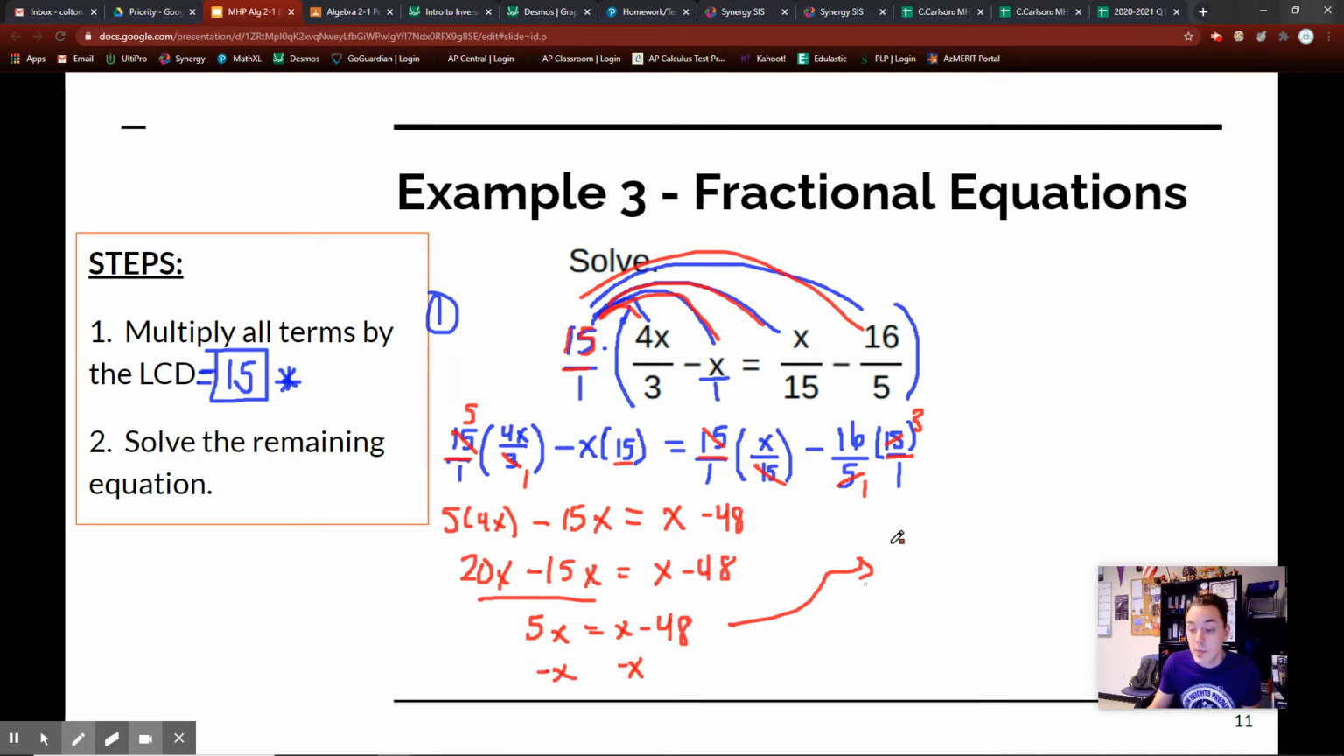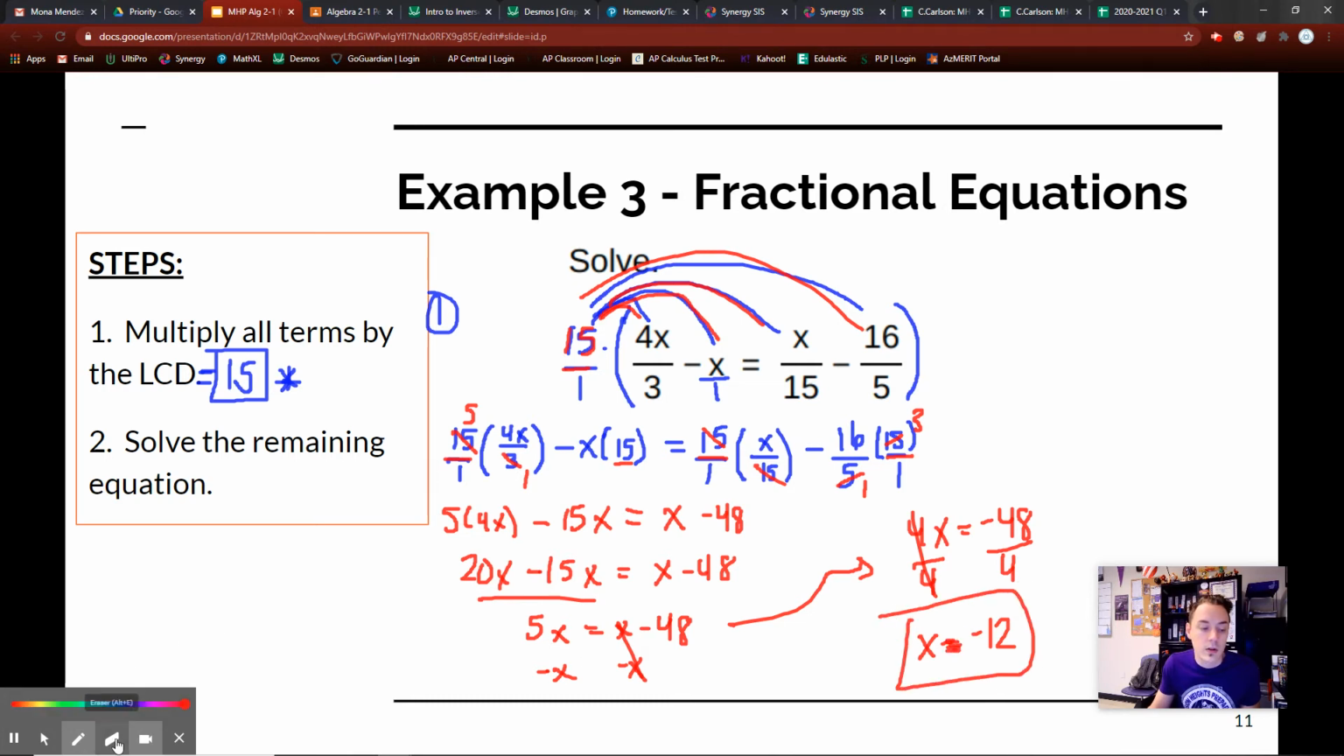So 5x minus x is just going to be 4x. And then equals, because the x's go poofy, on the right side I just have negative 48 divided by 4. What do I get? I get x equals negative 12. Boom. Oh, it's a gross equal sign. I thought I could salvage it. I can't. So that is my answer.